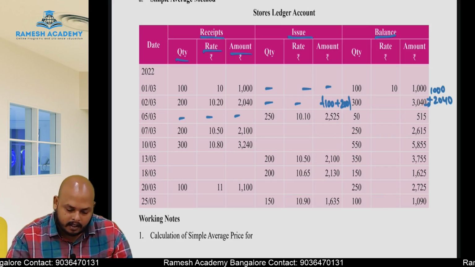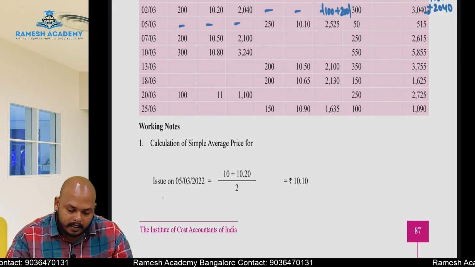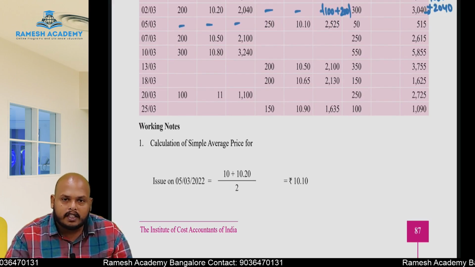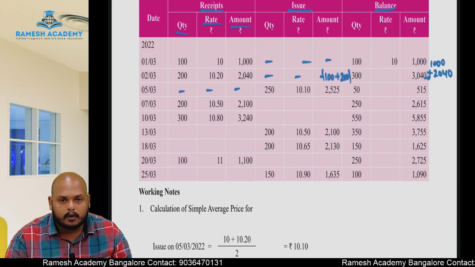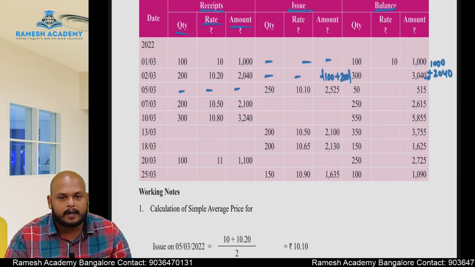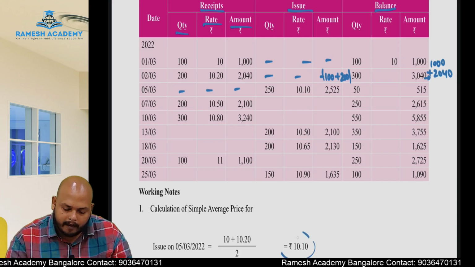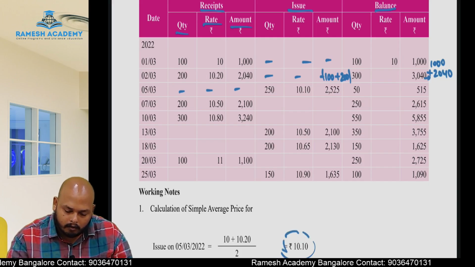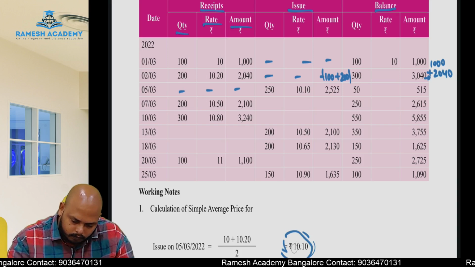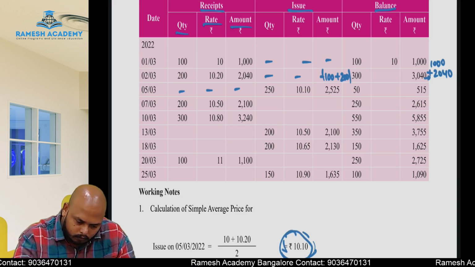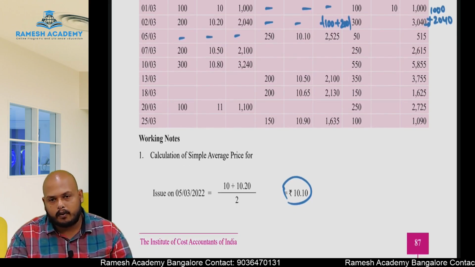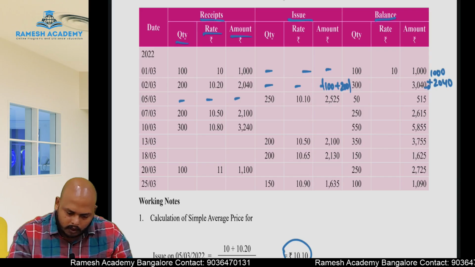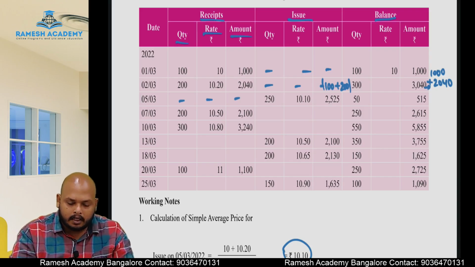Average price. See here: calculation of simple average price issued on 5th March. So what is the average price, Nana? First price is 10 rupees, 2nd March 10.2 rupees. 10 plus 10.2 divided by the number of prices, 2. So the average price is 10.1. So the issue price we have to take is 10.1. 250 into 10.1, how much?